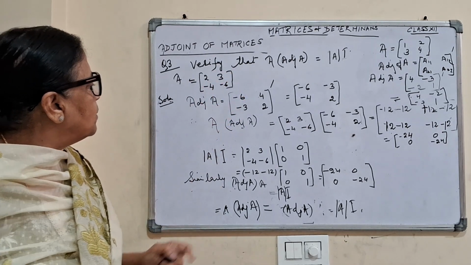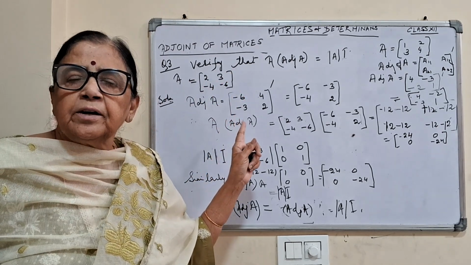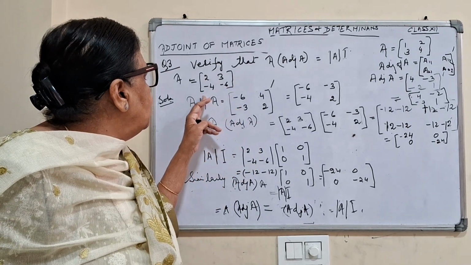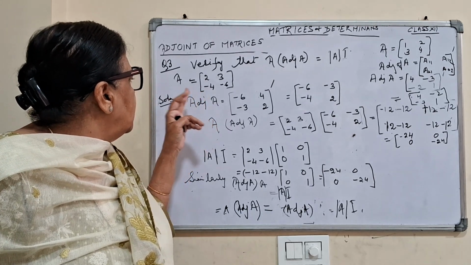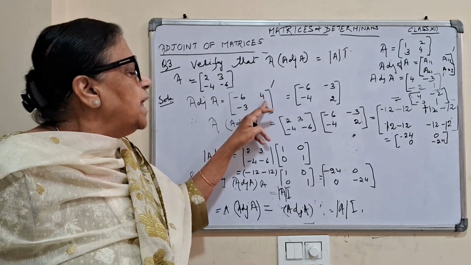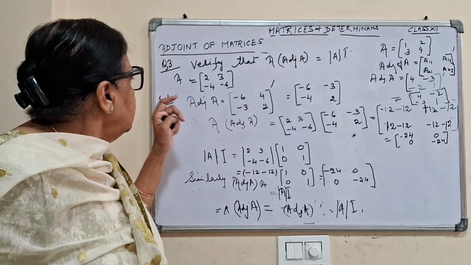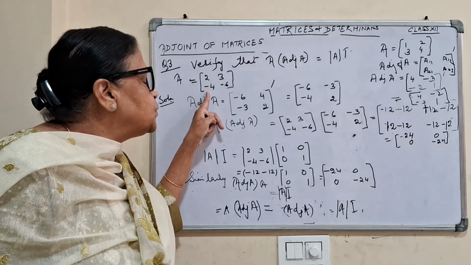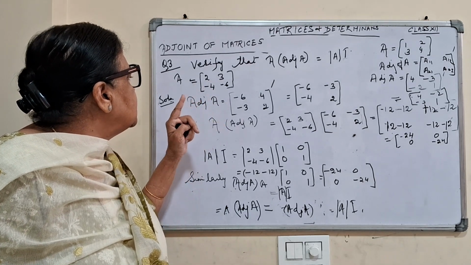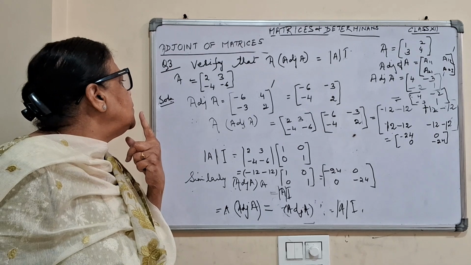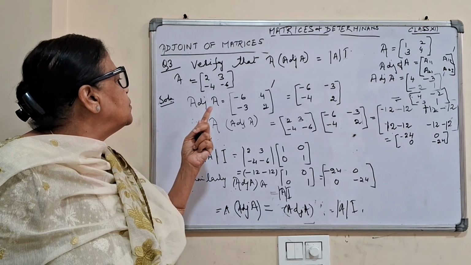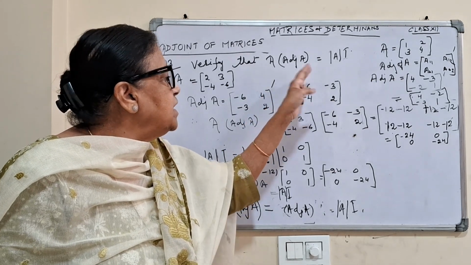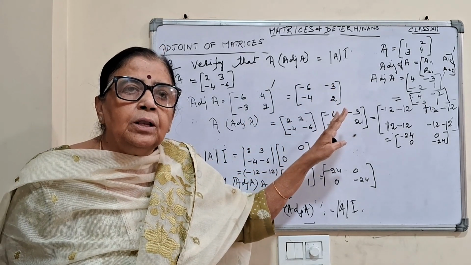Element of 2 will be minus 6. That is the cofactor. And here the cofactor of 3 will be minus into minus plus, that is 4. Then I find minus 4. So this is minus 1 into minus 1 into 1. So this will be minus 3, 2. So that is the transpose. I change rows into columns.